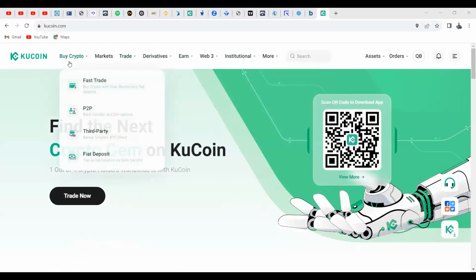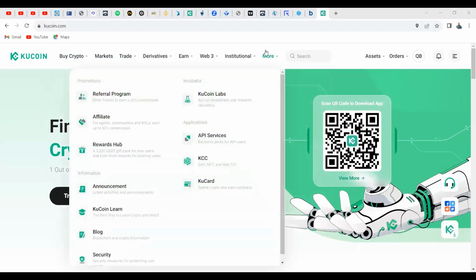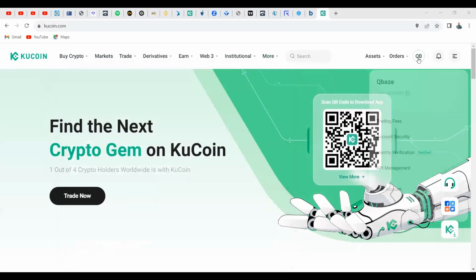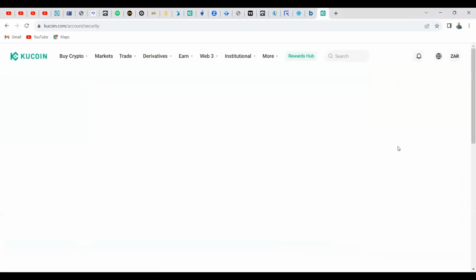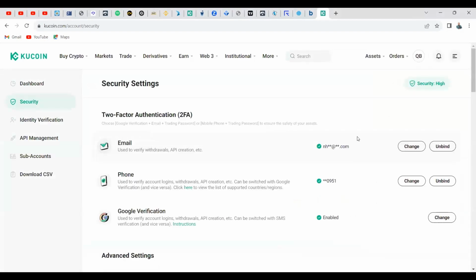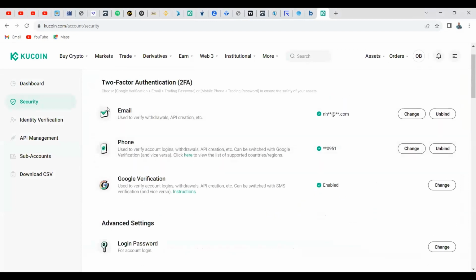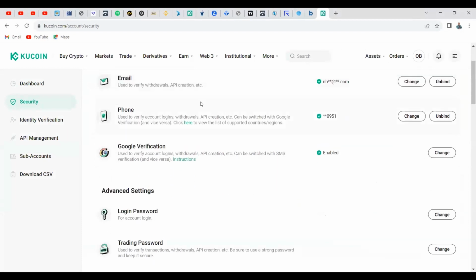So as we can all see, we've got various options here at the top. Do remember that I have already logged in. I'm logged into Kucoin and I have already done my FICA verification. One thing that is important for you guys, if you are getting started with Kucoin, is to make sure that all of your details are on Kucoin. I have put two-factor authentication. I've bound my email, my phone number, and I enabled my Google verification.